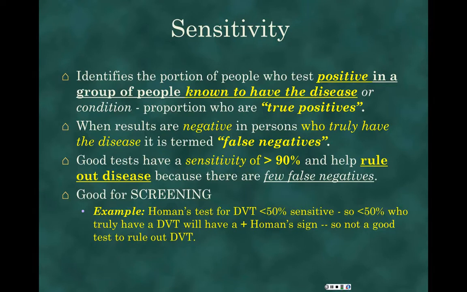For example, Hohmann's test for DVT is not a very sensitive test in that it is less than 50% sensitive. So, in other words, 50% who truly have a DVT will have a positive Hohmann sign, so it's not a good test to rule out DVTs.